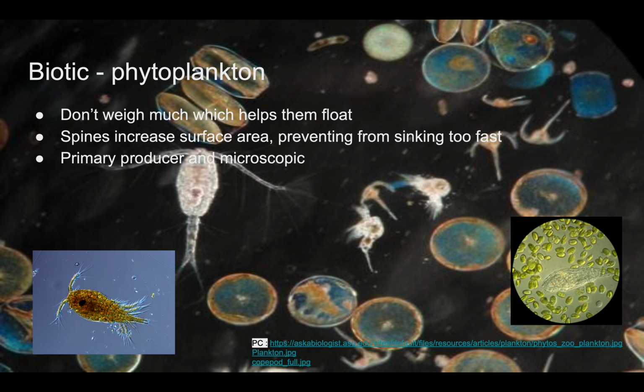Phytoplankton. Phytoplankton don't weigh much, which helps them stay afloat. Spines increase surface area, preventing them from sinking too fast, and they are primary producers and are also microscopic.